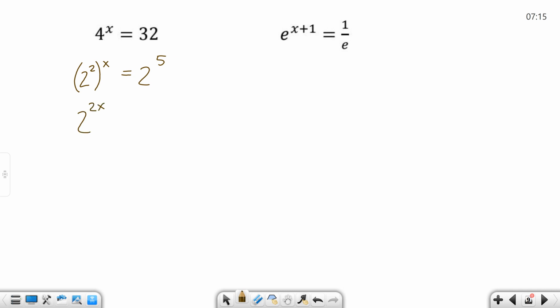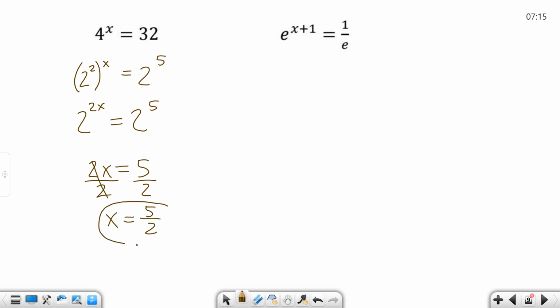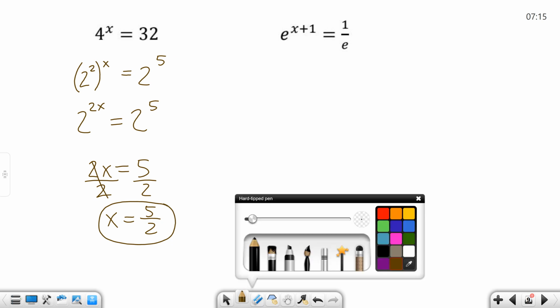This is 2 to the 2x, right? If we raise a power to a power, we multiply those, so we just get 2x. And that equals 2 to the 5th power. Now we can get rid of the 2's, and we have 2x equals what? 5. And then we solve this, divide both sides by 2. x equals 5 halves.